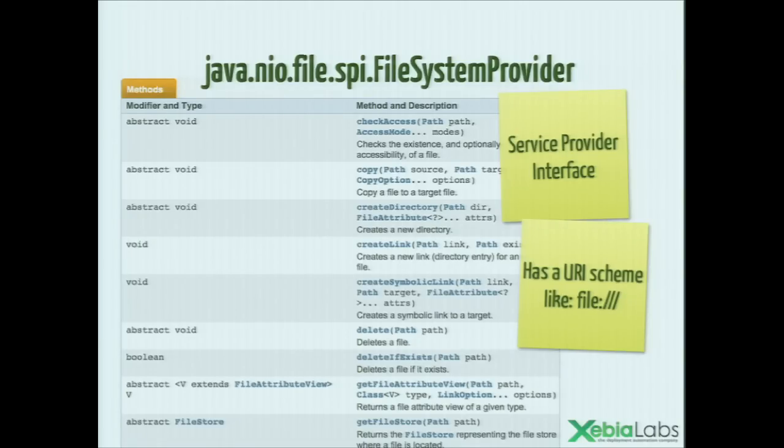So the main thing you actually have to implement when you're implementing new nio.file functionality is FileSystemProvider. That's actually the service provider interface for the Java service provider mechanism. And the main thing it links up to is the URI scheme. The standard one is file:///, but you can extend that to other ones. That's what we're going to show in this talk.